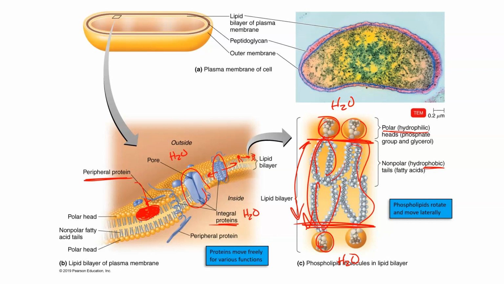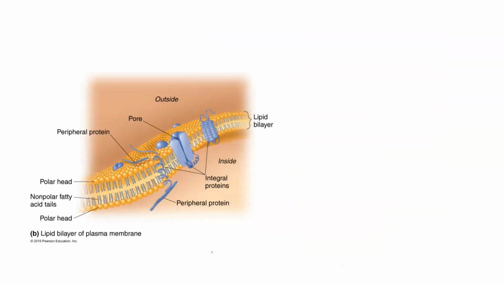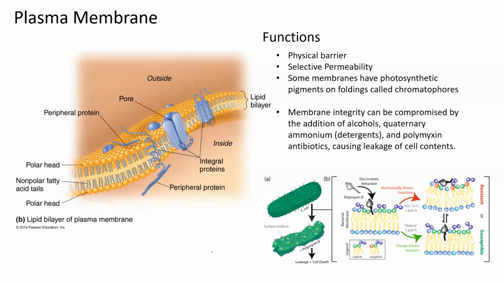They're constantly flowing, if you will, and they're allowing these proteins to move freely within them as well. So the phospholipid bilayer is a very secure boundary, but it is fluid and it does allow for movement. What are some of the functions of a plasma membrane?